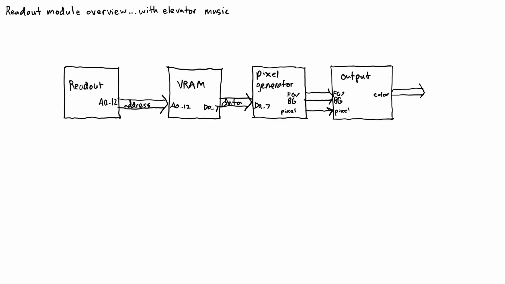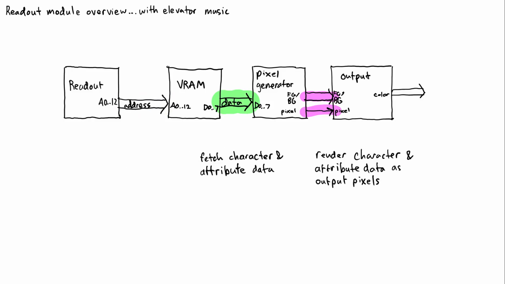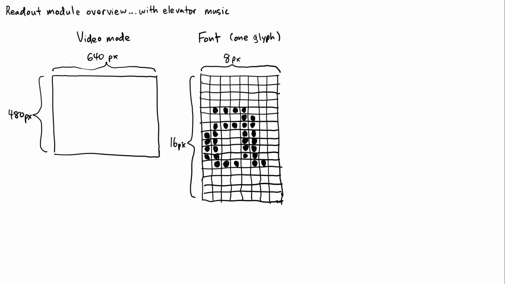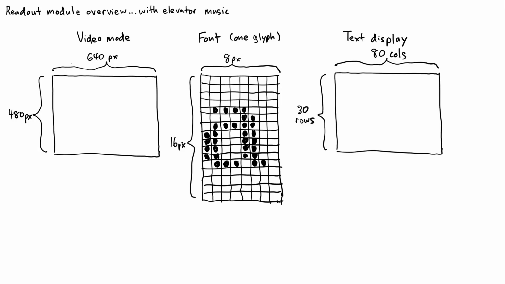The purpose of the Readout module is to generate the addresses of character and attribute bytes so that the pixel generator can use them to generate pixels and colors to send to the output module. In order to understand the design of the Readout module, let's first discuss the organization of video memory. The display controller uses the VGA 640x480 mode to generate a text display using a font with 8x16 characters. Dividing 640 by 8 and 480 by 16 yields a text display with 80 columns and 30 rows of characters.